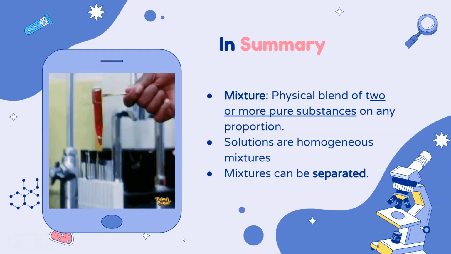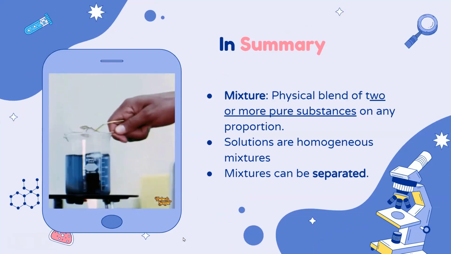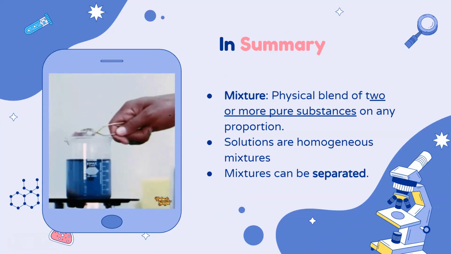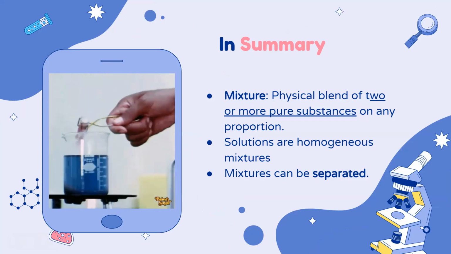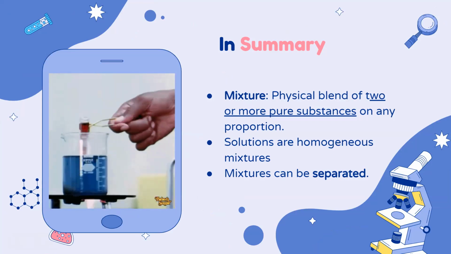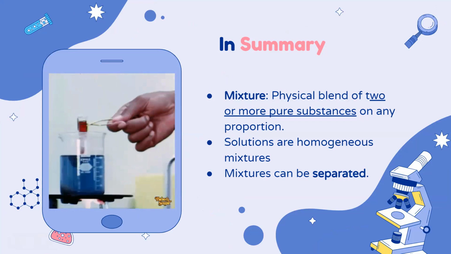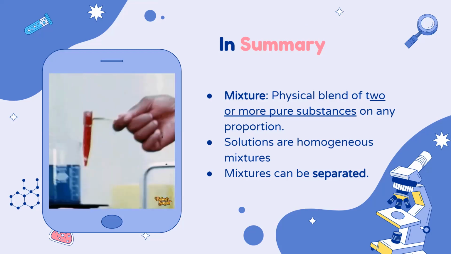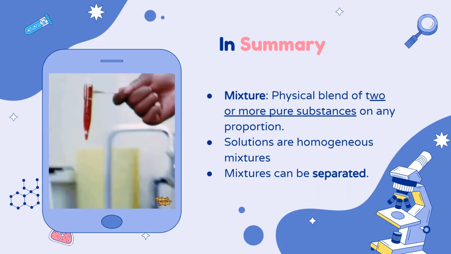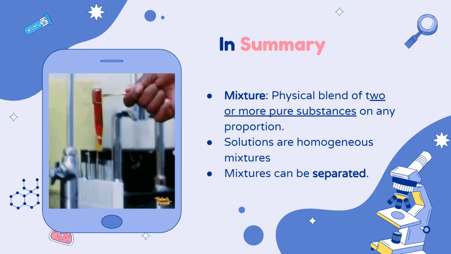In summary of everything I've said, a mixture is basically a blend of two or more pure substances. A pure substance has a uniform, unchanging composition. Another name for a solution is homogeneous. There are different types of mixtures: heterogeneous and homogeneous. And mixtures can be separated either through filtration, distillation, sublimation, crystallization, or chromatography.